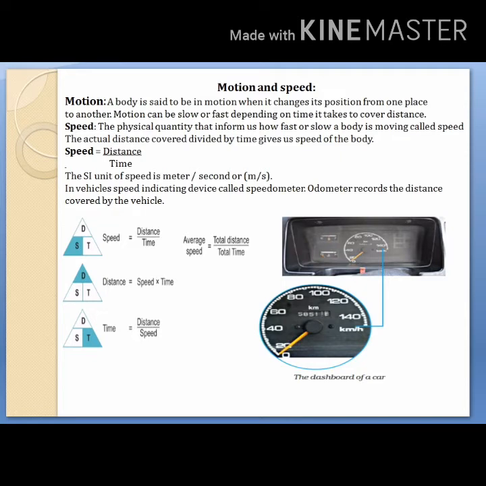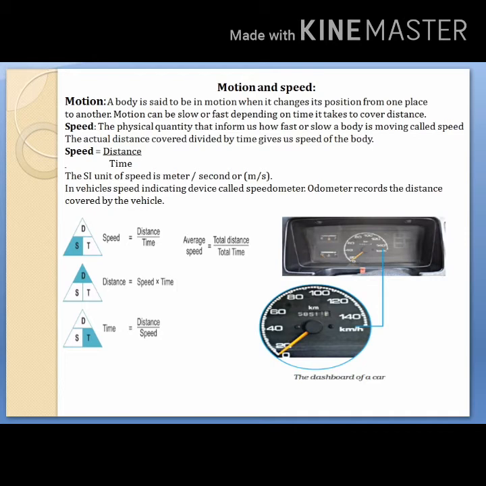Now speed. The physical quantity that informs us how fast or slow a body is moving is called speed. The actual distance covered divided by time gives us speed of the body. How can we calculate speed? Speed is the total distance covered divided by the total time it takes to complete. Students, unit of speed is meter per second, and if distance is measured in kilometer and time in hour, then unit of speed will be kilometer per hour. The speed of a fast moving vehicle is expressed in kilometer per hour.